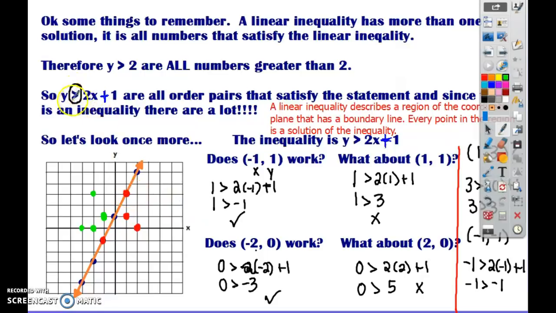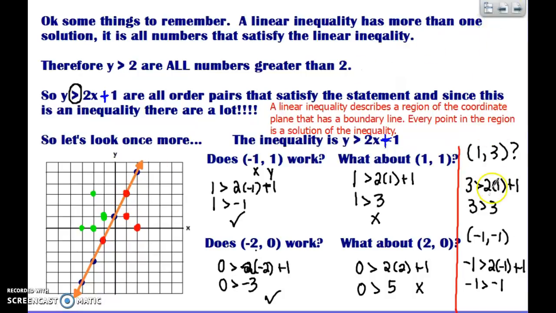Now, the reason this is not working on the line is that the previous video showed us that equations are equal, and this is not equal to. So when you choose points on the line, you realize that 3 cannot be greater than 3, and negative 1 cannot be greater than negative 1. They don't work. So the region that is working is the region above the line. Now some people ask, how do you know what's above the line? I'll show you that in a second as well.